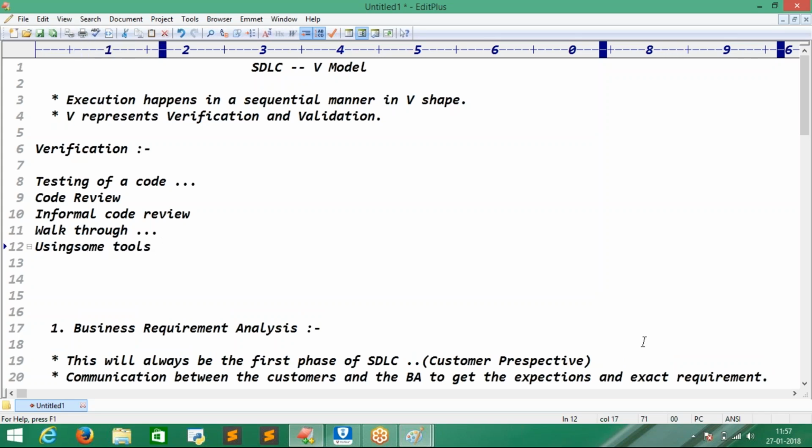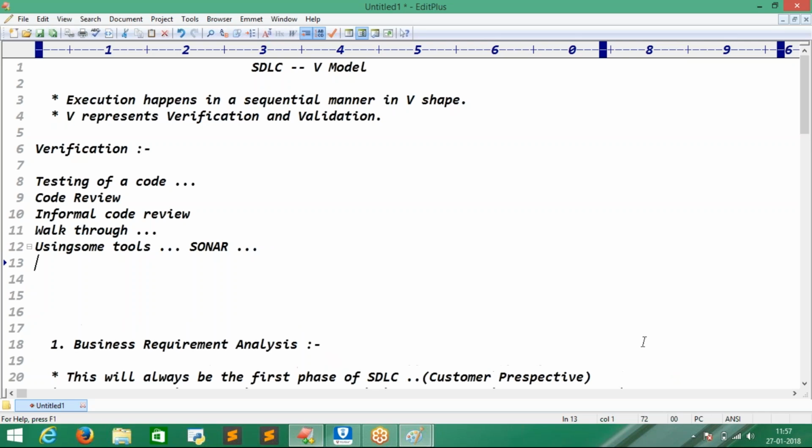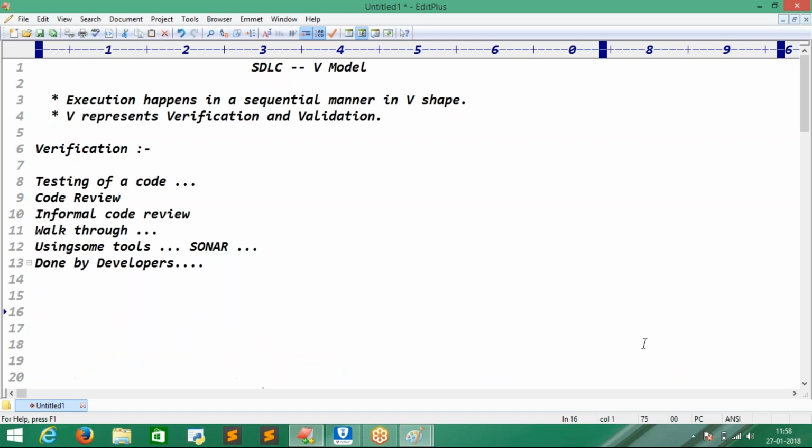It can also be done using some tools. What are the tools? Sonar is a tool for doing some kind of vulnerability check. Clear? Now who will do the verification? It will be done by developers. Always, this will be done by the developers. This is known as verification.